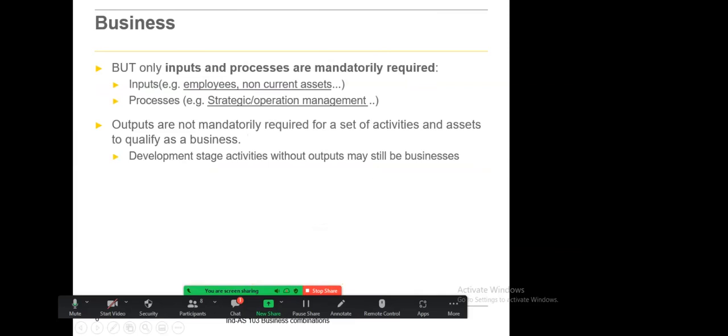but only inputs and processes are mandatorily required. As I mentioned, input could be anything. It could be an employee, it could be the raw material, it could be any asset. Process could be a strategic process, an operational process, a manufacturing process, or it could be anything else as well. Outputs are not mandatorily required for a set of activities and assets to qualify as a business. Development stage activities without output may still be a business. So that means input and processes we need compulsorily, but output is not mandatorily required.